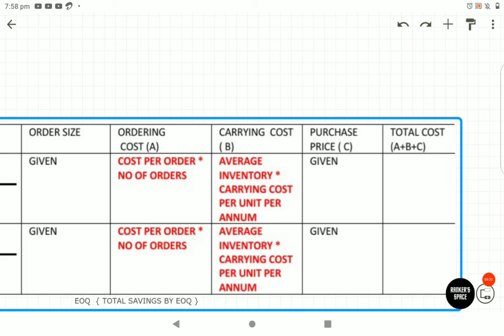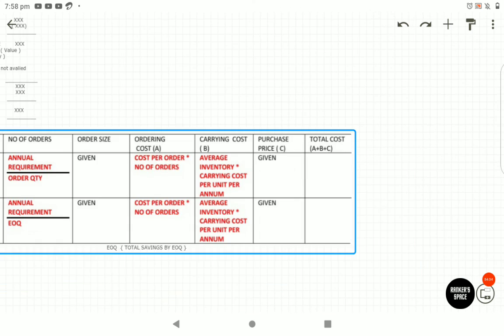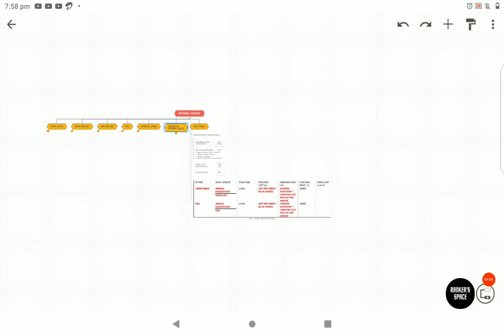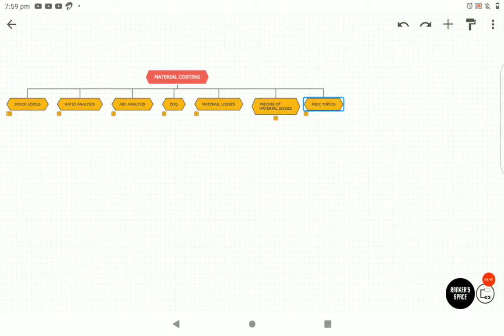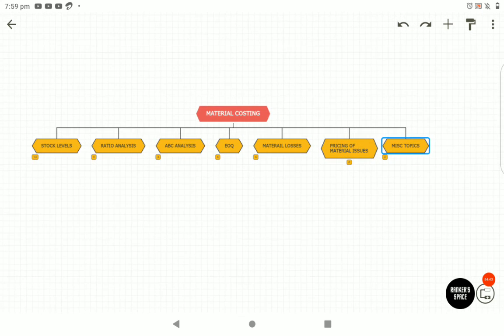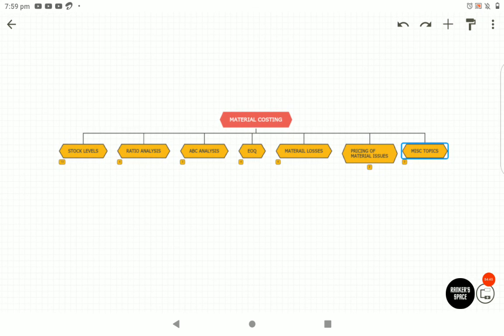Okay, hope you found it helpful. So we have comprehensively covered all the concepts of material costing. I think the concept part is very, very clear.